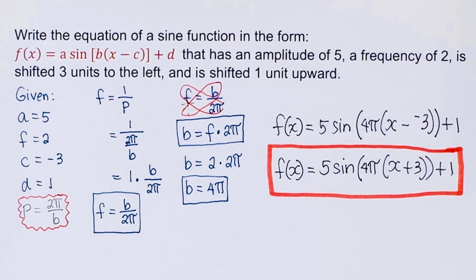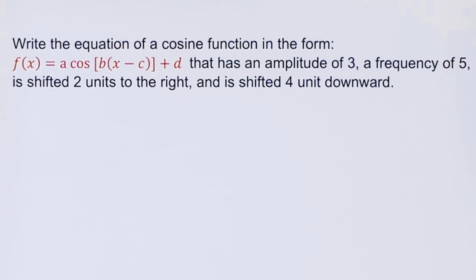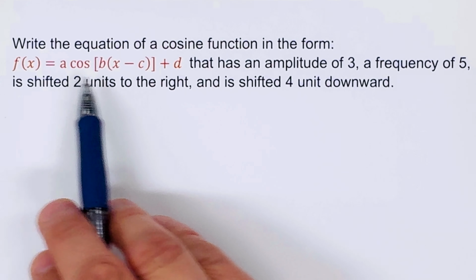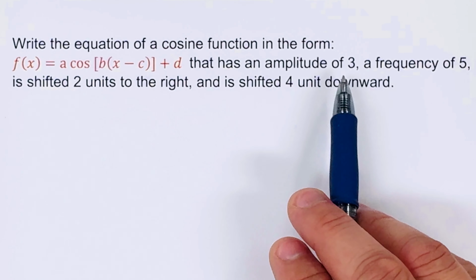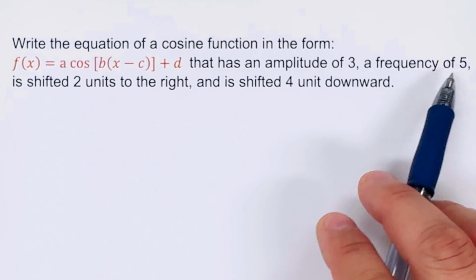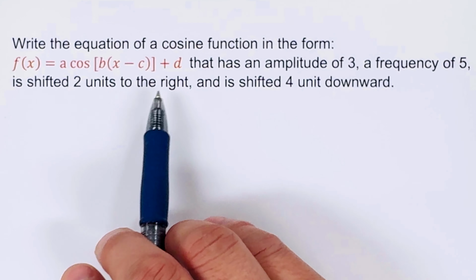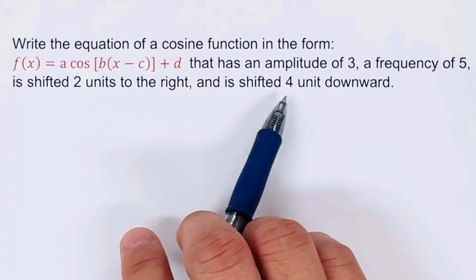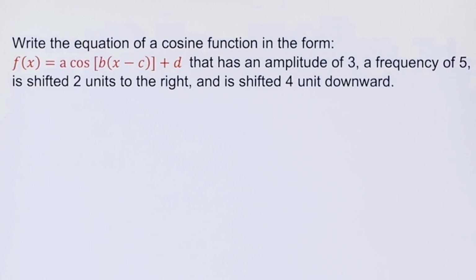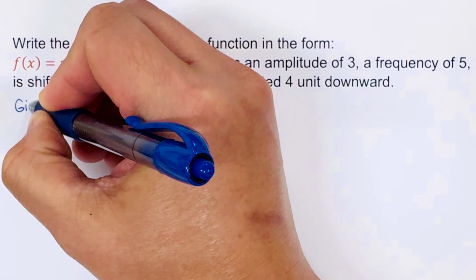Now let's have another example. In this example, we're supposed to come up with a cosine function of this form. We're given the amplitude of 3, frequency of 5, a phase shift of 2 to the right, and a shift of 4 units going downward. So I'm going to write the given variables down here.